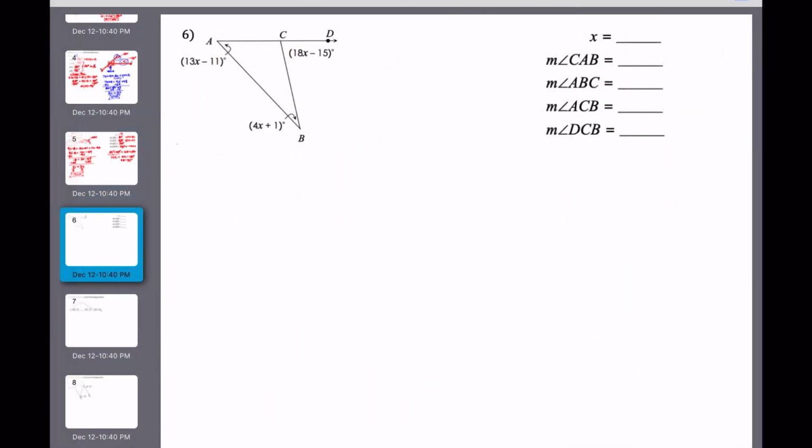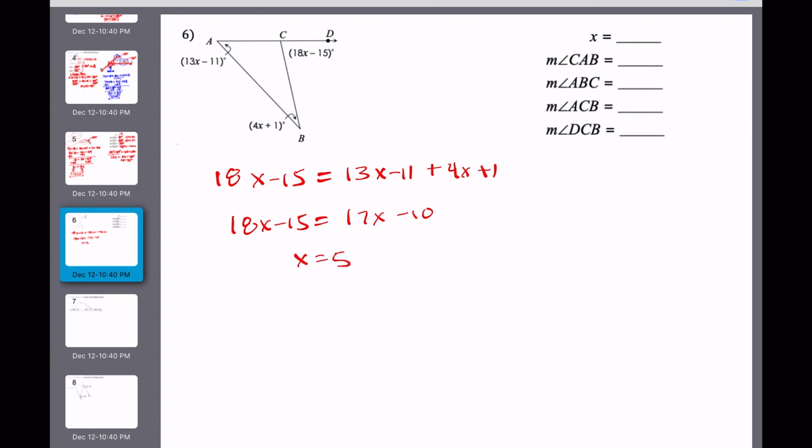So for problem 6, you'll set up your equation, 18x minus 15, because that is your exterior angle. You will set that equal to the sum of the two interior angles that are not adjacent to it. Combine your like terms. And when you solve it, you should get that x is equal to 5. Plug x equals 5 into your different angles, and you get 54 degrees, 21 degrees, 105 degrees, and 75 degrees.